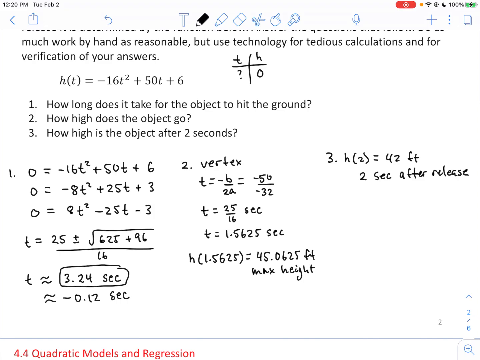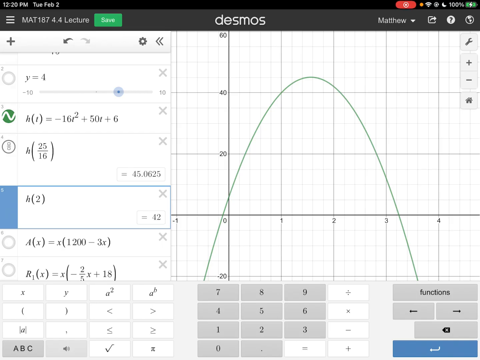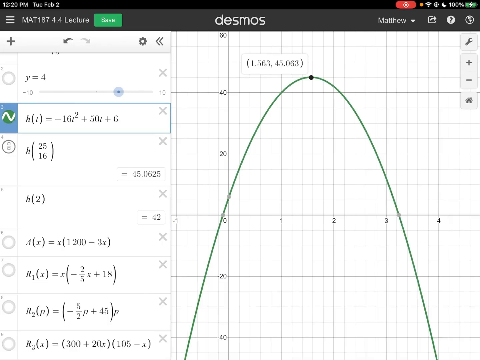Now we're going to use the technology to confirm all of this. I already have it graphed here, so I just have to click on the green graph and find all of our points of interest. Now, Desmos is doing some rounding when it gives us these numbers. So the 1.563 was actually 1.5625, and the 45.063 is actually 45.0625. But it's rounding to the nearest thousandth, which is good enough.